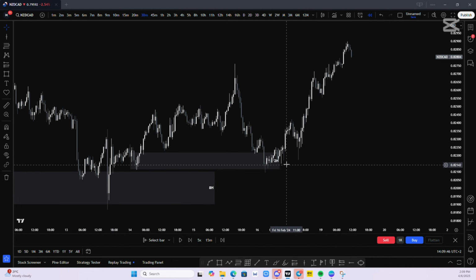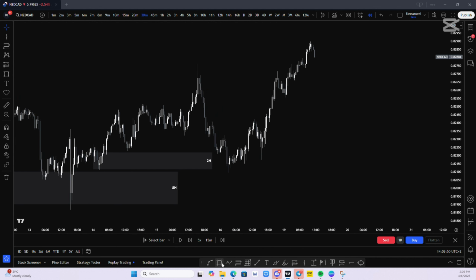So now moving on and looking for more confirmation entries, we have this beautiful demand area here, and we can see that price does not spike us out.